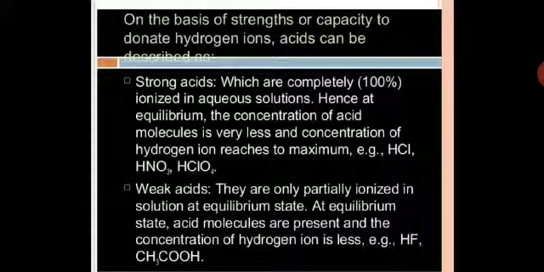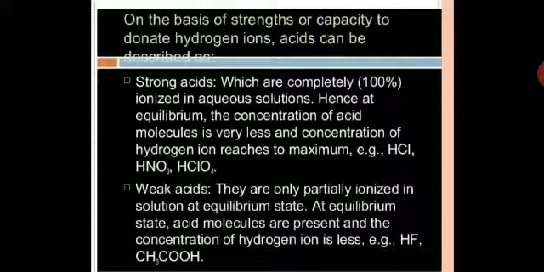Like that, this acid will completely dissociate, and at equilibrium the concentration of acid molecules is very less and the concentration of hydrogen ions reaches maximum. So this is a strong acid. Even if you dilute it as much as you want, a strong acid will remain strong. It is not that on dilution the strength will get affected. So please try and understand this concept, children. If you dilute a strong acid 10 times, it will still remain strong.